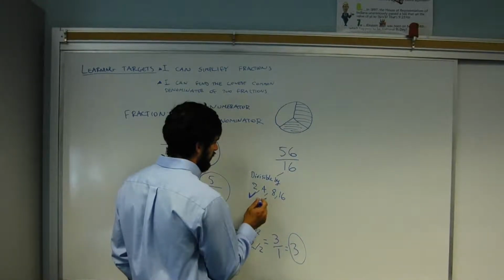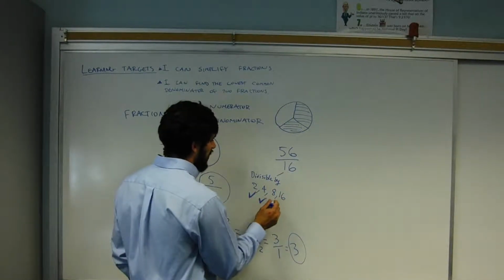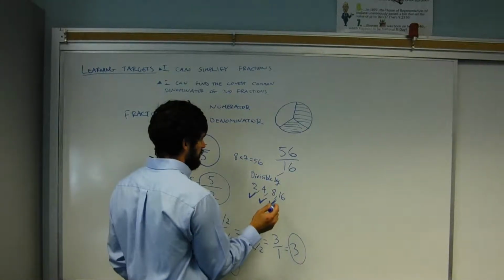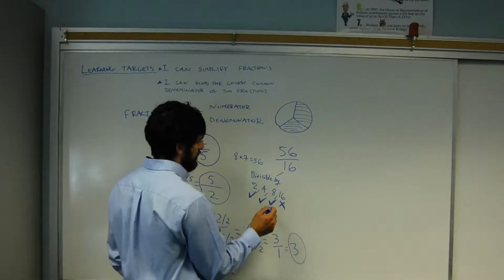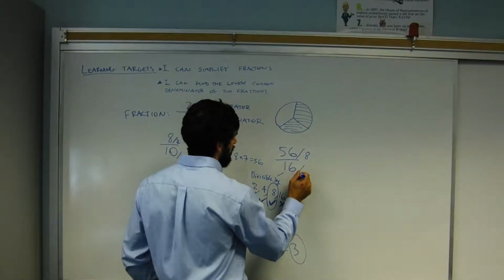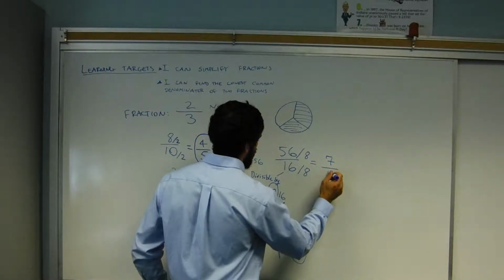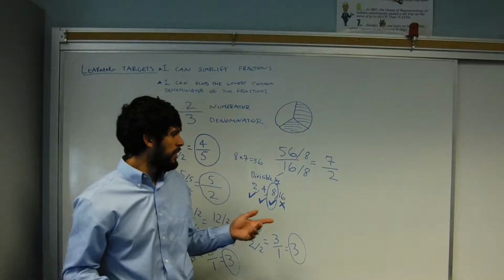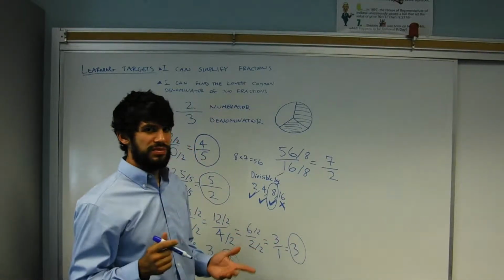56 is divisible by 4. 56 is divisible by 8, because 8 times 7 is equal to 56. And it is not divisible by 16. So if we take the highest one and divide both by 8, we get our answer is 7 over 2. And that is the most simplified form possible, because each of these are prime numbers, so they can't be divided by anything other than themselves.